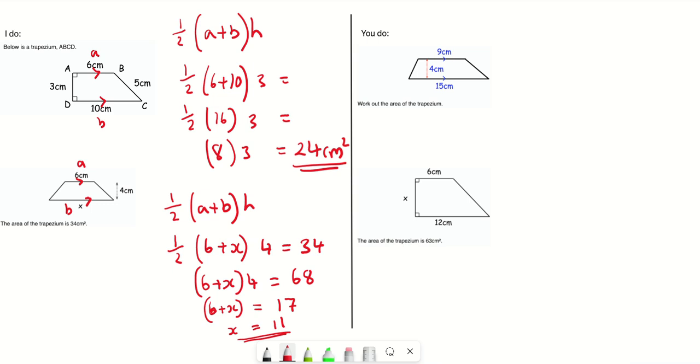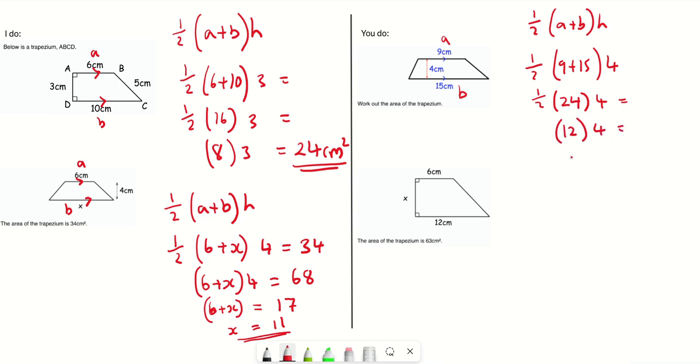Excellent. So we have to remember the formula, half lots of a plus b times by the height. These are the parallel sides, so this must be a and this can be b. So it's half of 9 plus 15 times by the height, which is 4. 9 plus 15 is 24. Going to get us the area. So half of 24 is 12, and then we'll times that by 4, which is 48. So the answer is 48 centimeters squared.